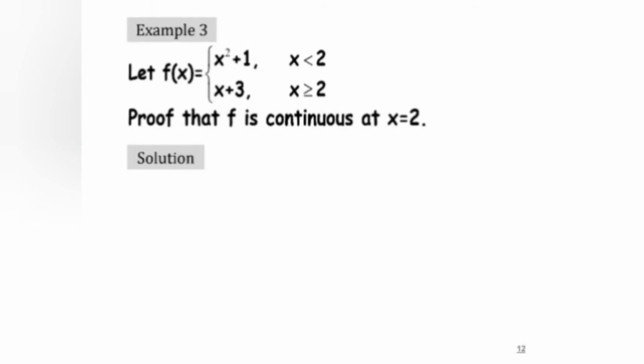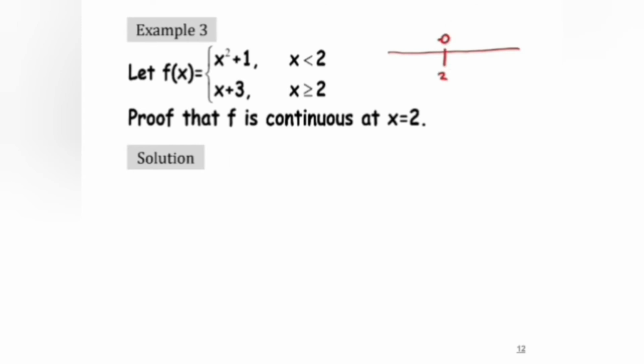Example 3. Let f(x) equals x squared plus 1 when x is less than 2, and x plus 3 when x is greater than or equal to 2. Prove that f is continuous at x equals 2. If you look at the function, we have two different functions here, so it's better to draw a number line so you can see the function clearly.